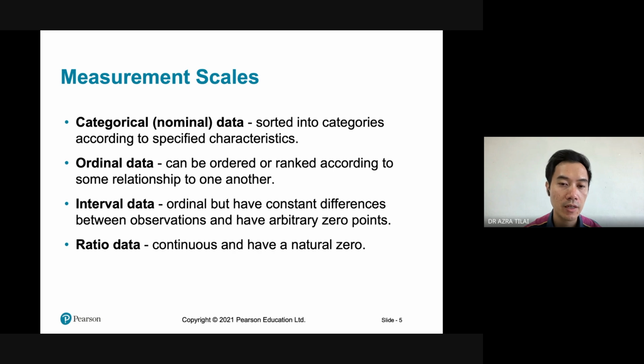And we have interval data. Interval data have a constant difference between observations and have an arbitrary zero point. Ratio data is continuous and has a natural zero. So what are examples of interval data? You have to find out. For example, is it degrees Celsius, temperature? Ratio data is continuous and has a natural zero, for example, time.